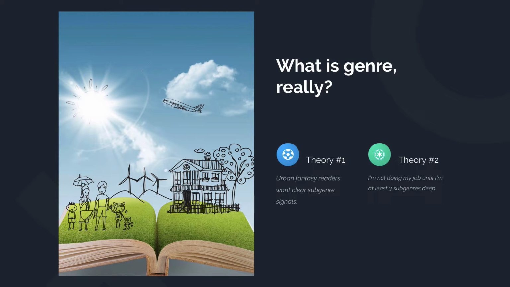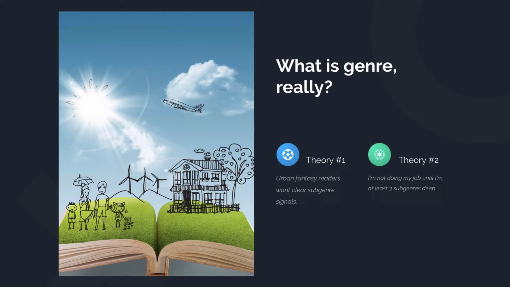And then the second theory was that I don't think I'm doing my job until I'm at least three subgenres deep. If I look at the books that I read, the traditional books that I read in urban fantasy for this project in the beginning, and then the indie books, I could clearly trace a line from the top of the genre all the way down to the bottom of where I thought the subgenres of those books were. And so my thought was, I'm probably not doing my job until I'm at least three subgenres deep.